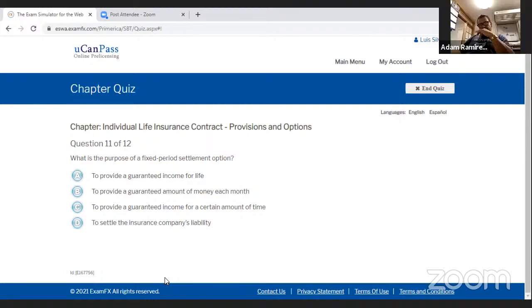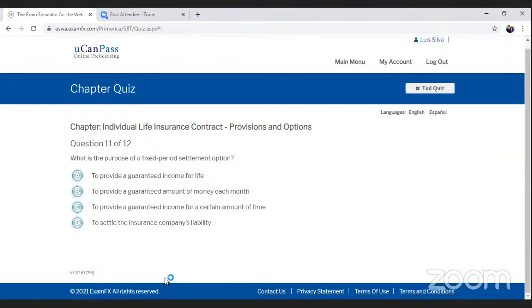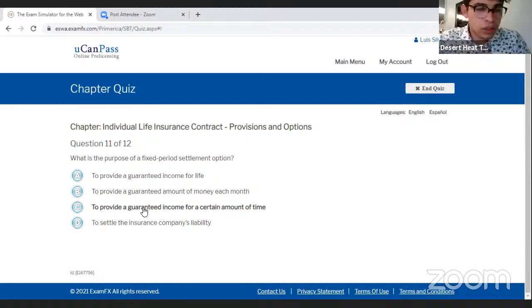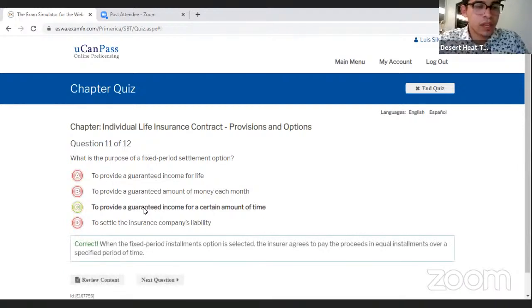I would go for B or C, trying to figure out, B or C. What is the purpose of a fixed period? B or C? I say A or B, but I may be wrong. C? I go with B, but you can choose now. Let's go with C.